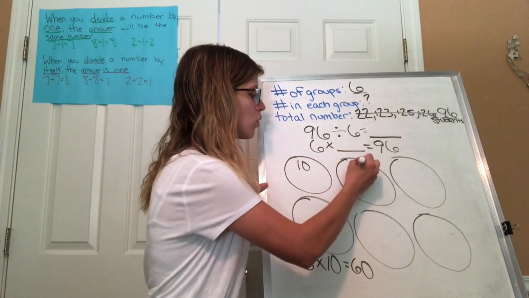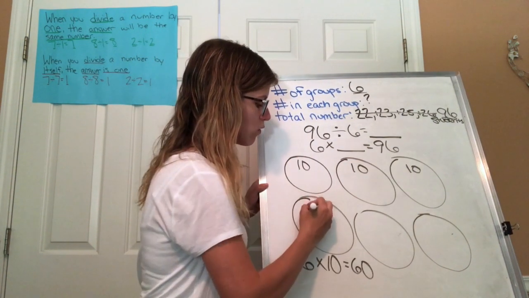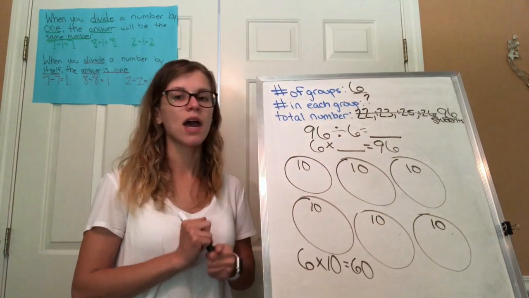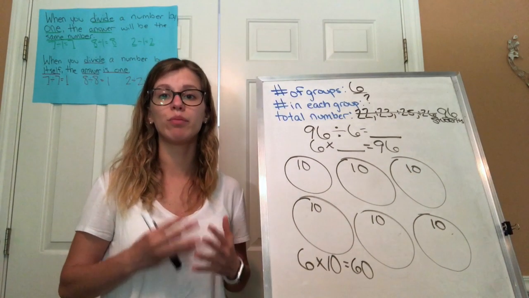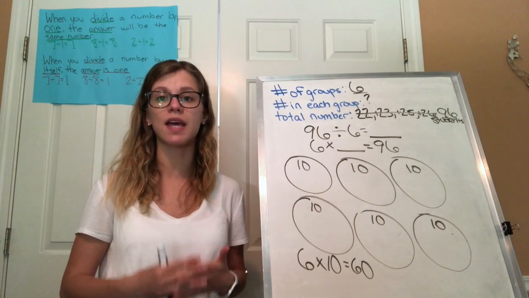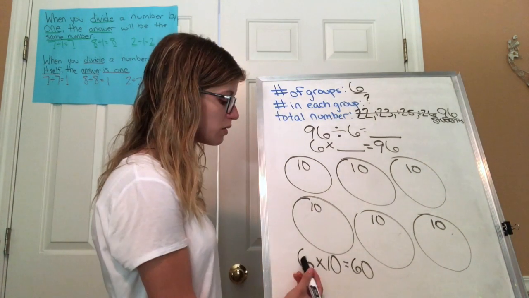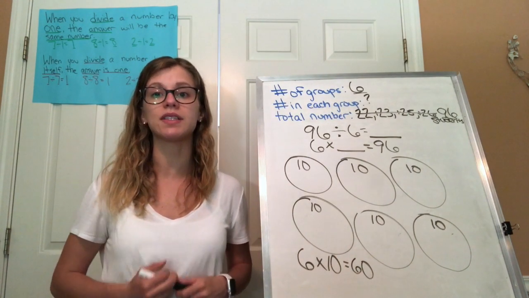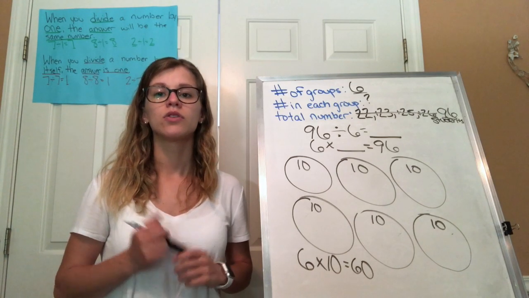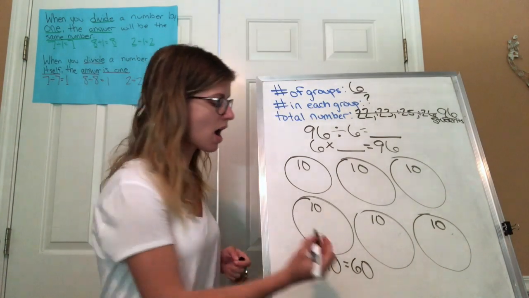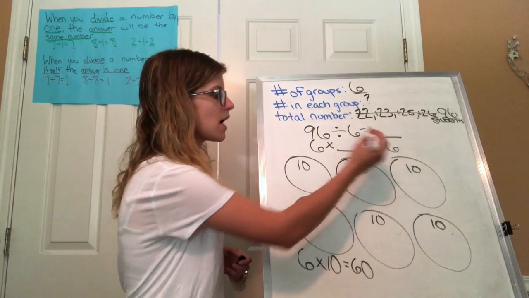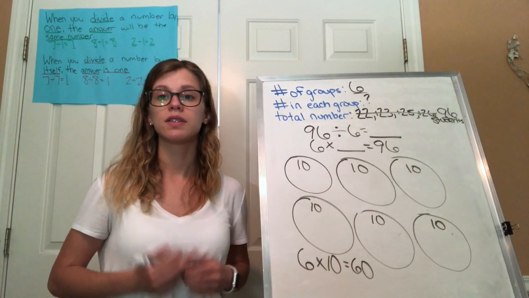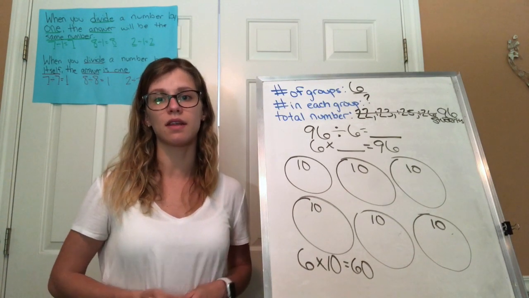So 10, 20, 30, 40, 50, 60. Now I know that I can't put another group of 10 in here because 6 times 10 again would equal 120 students, but all I have is 96. So pause me and think about, I need to get from 60 to 96. Is there something else that I can multiply 6 times that's going to be less than that?